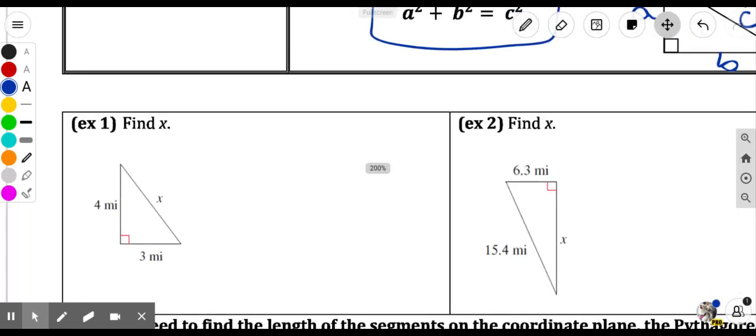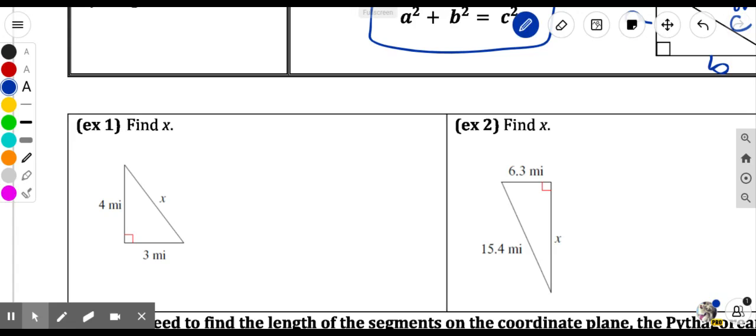Let's see. Here's our first one. So the first thing that you want to do when you're doing Pythagorean theorem is you want to determine what is your A, your B, and your C. So this is my C because it's across from the right angle. And then I can call this A and this B. But again, I could have swapped that and said 3 was A and 4 was B. So then you just plug it in.